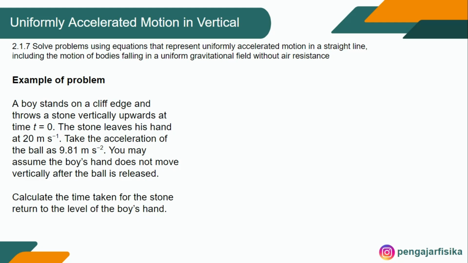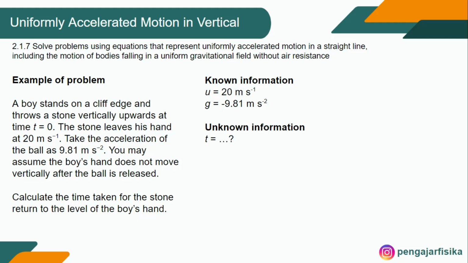First, we may list down what we know from the question. We know the u is 20 meters per second, and the g here is negative since the motion of the object is going upward, meanwhile the g is downward. So the g is negative 9.81 meters per second squared. And here we are going to find the t, or time.